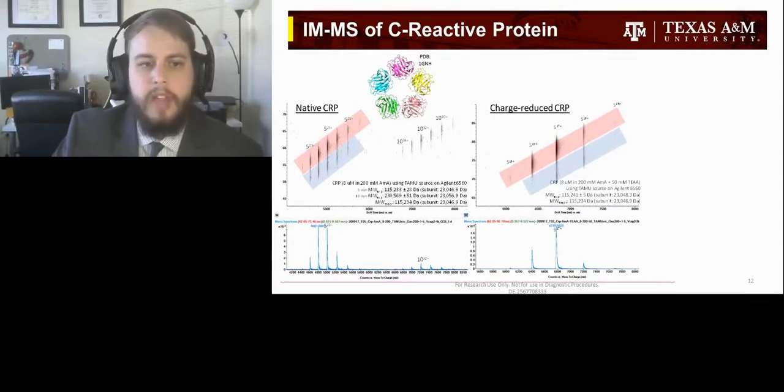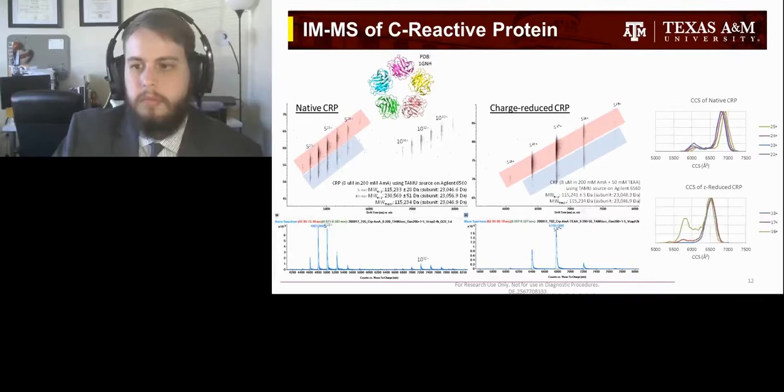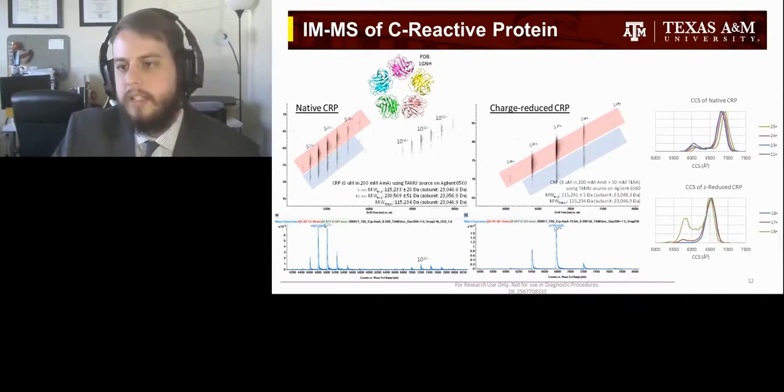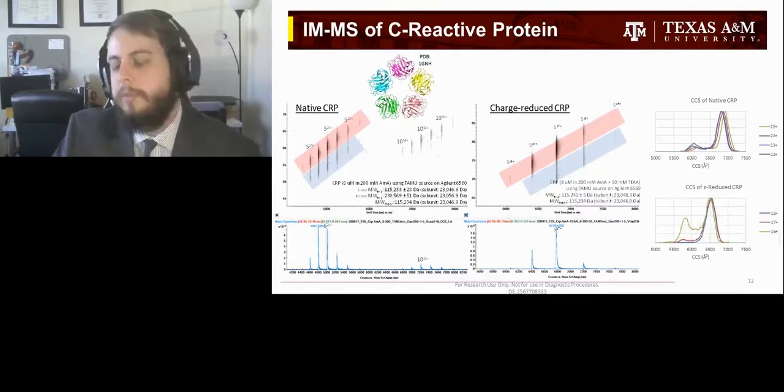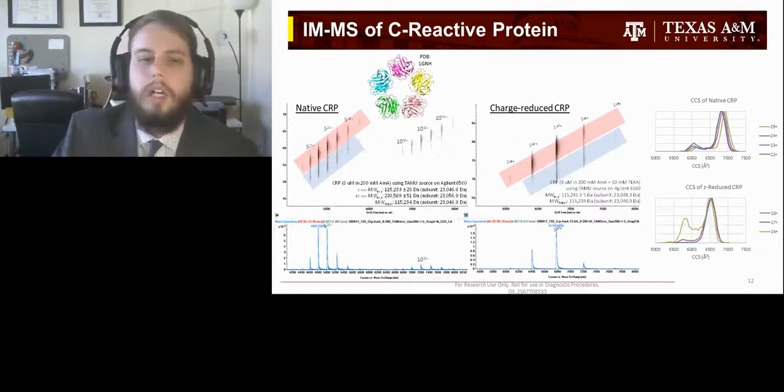And if we compare these conformers along their collision cross-section axis, we can start to look at the relative abundance of that compact conformer relative to the extended conformer, both in our native C-reactive protein mobility spectra, as well as our charge-reduced CRP spectra, where we can see that at low charge, we start to populate that low arrival time, small collision cross-section signal.